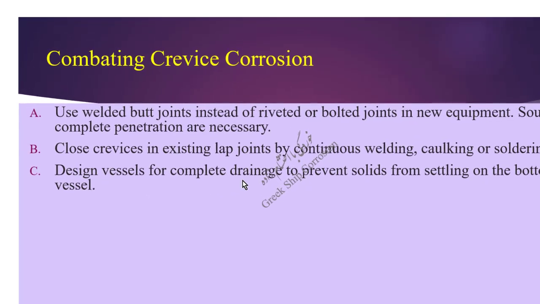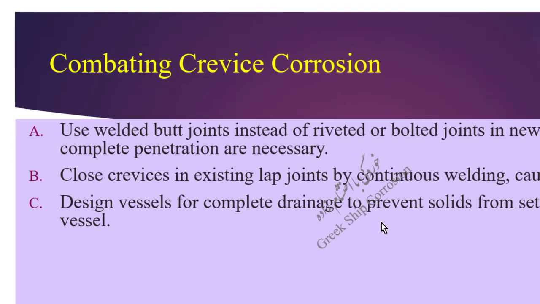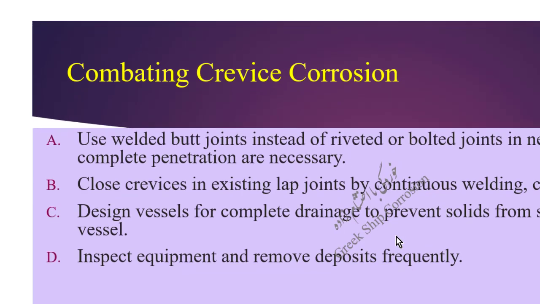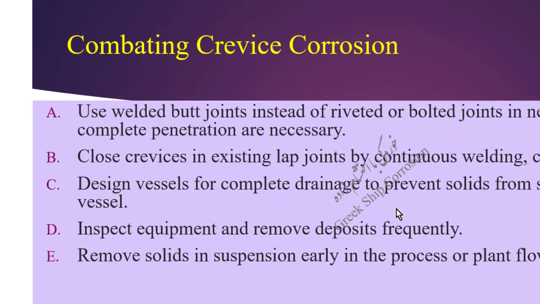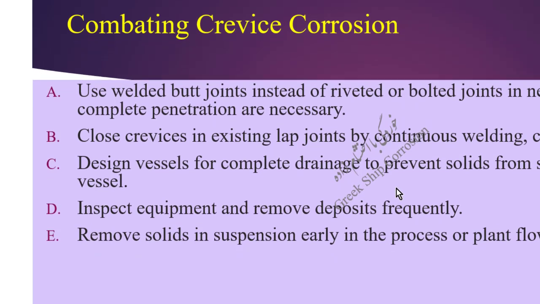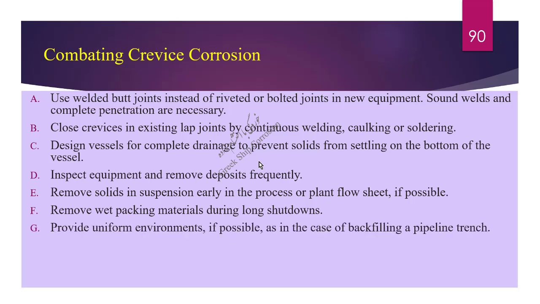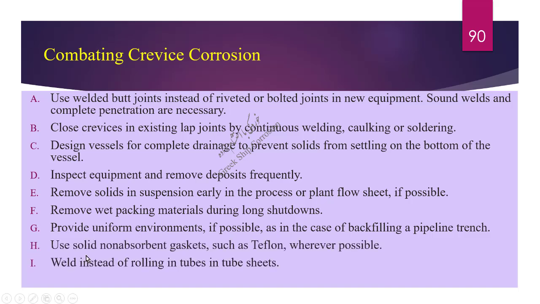C. Design vessels for complete drainage to prevent solids from settling on the bottom of the vessel. D. Inspect equipment and remove deposits frequently. E. Remove solids in suspension early in the process or plant flowsheet, if possible. F. Remove wet packing materials during long shutdowns. G. Provide uniform environments, if possible, as in the case of backfilling a pipeline trench. H. Use solid non-absorbent gasket such as Teflon wherever possible. I. Weld instead of rolling in tubes in tube sheets.